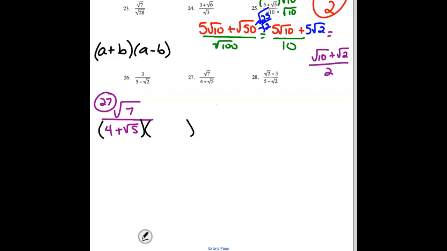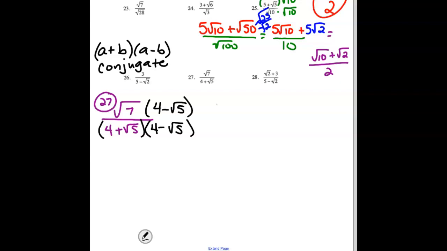So what I need to do is use the conjugate of my denominator. So instead of 4 plus the square root of 5, I'm going to multiply by 4 minus the square root of 5. And again, whatever we do to the denominator, we have to do to the numerator.